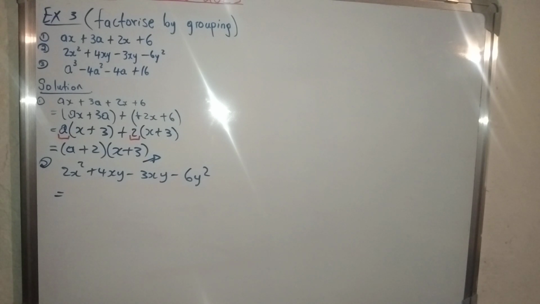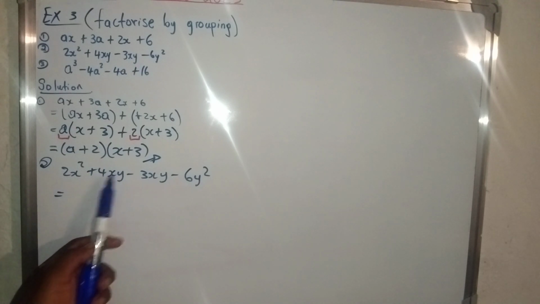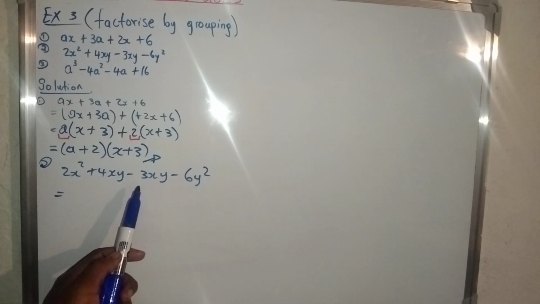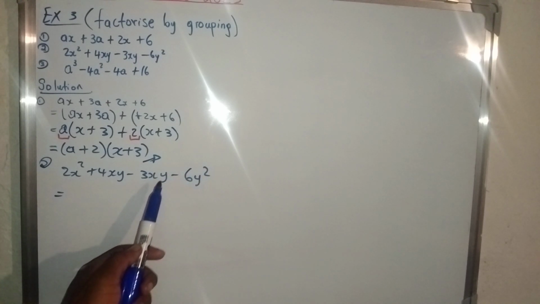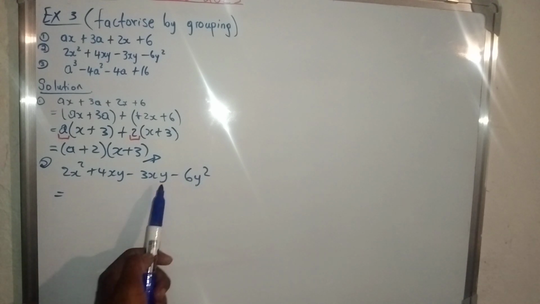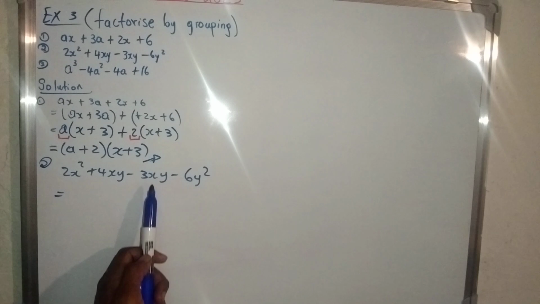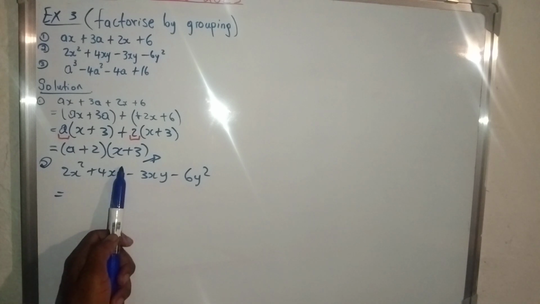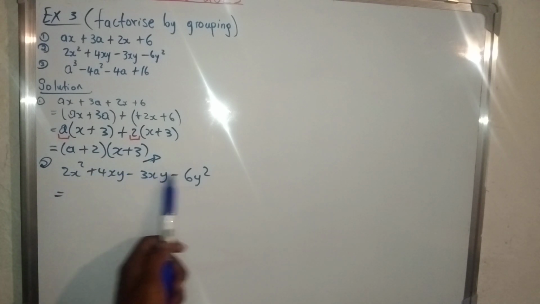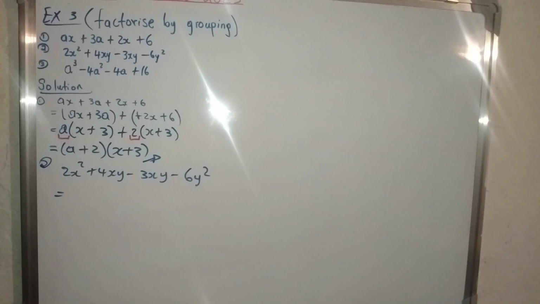Now what we are going to do here is, you can check that there's 2x squared plus 4xy, and there's x, so they are common. Then there's 3xy minus 6y squared, and there's a y and there's a y. So that means these two terms are common with y, and these two terms are common with x. So we can factorize these two terms together and these ones together as well. Now let's go and see.